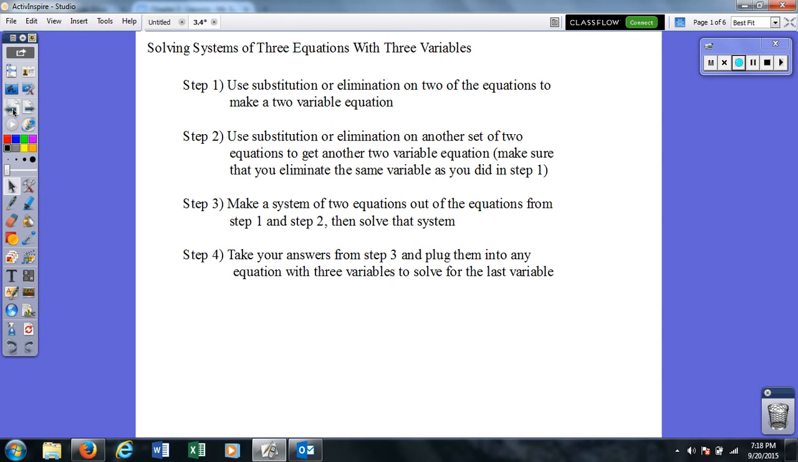Then we're going to take a different two equations and do that again. We have to make sure that we get rid of the same variable, so that the second time we do substitution or elimination, we end up with an equation that has the same two variables as the first equation. Once we've done that, we've got a system of two equations, and you can solve that exactly like you solved it in 3.2. Once you get a number for those two variables, you can plug it back into one of the original equations and find the third variable.